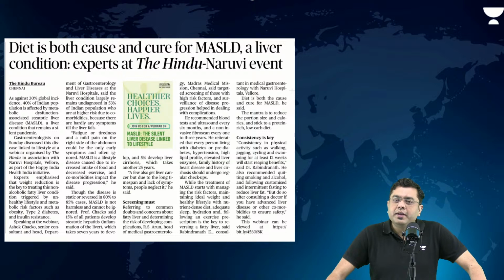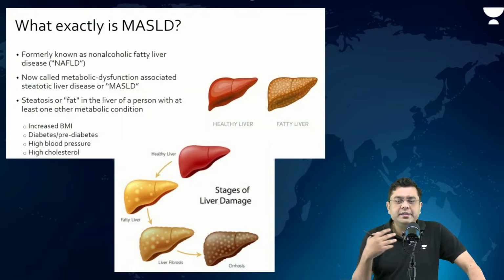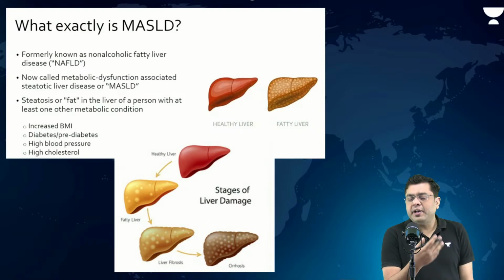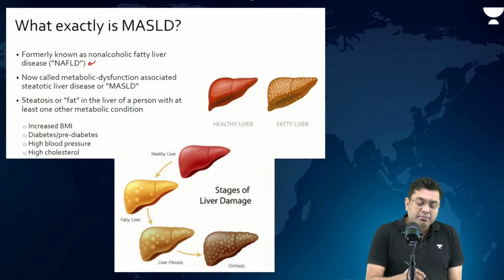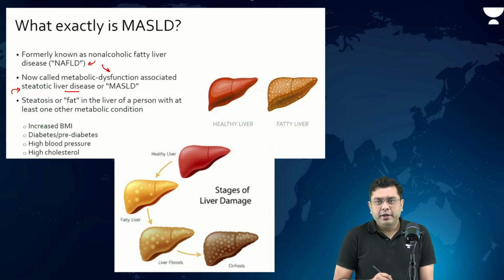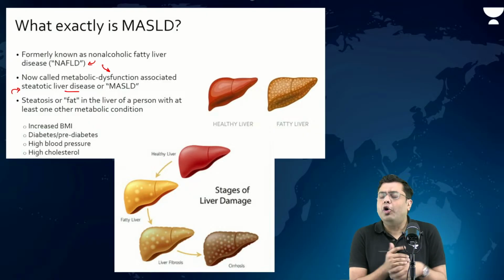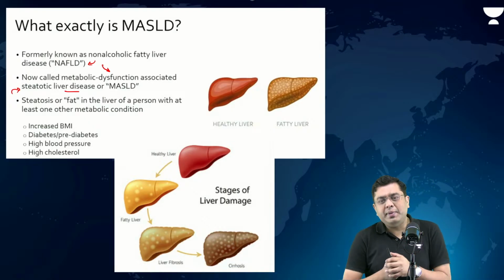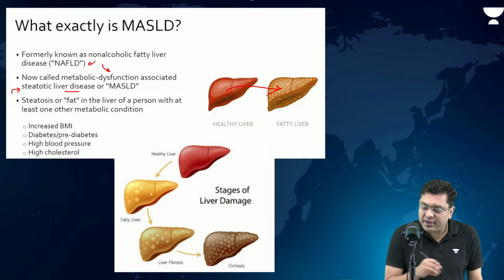Then we come to the last topic of the day, and that is about MASLD, a liver condition which is on the increase in our country. So, what is MASLD? Formerly it was known as non-alcoholic fatty liver disease or NAFLD. Now it is referred to as metabolic dysfunction associated steatotic liver disease, or MASLD. Due to certain dietary conditions and lifestyle practices, like lack of exercise and obesity, where the BMI, the body mass index, is high, the liver starts developing pigments of fat. And that is when you have the case of the fatty liver.